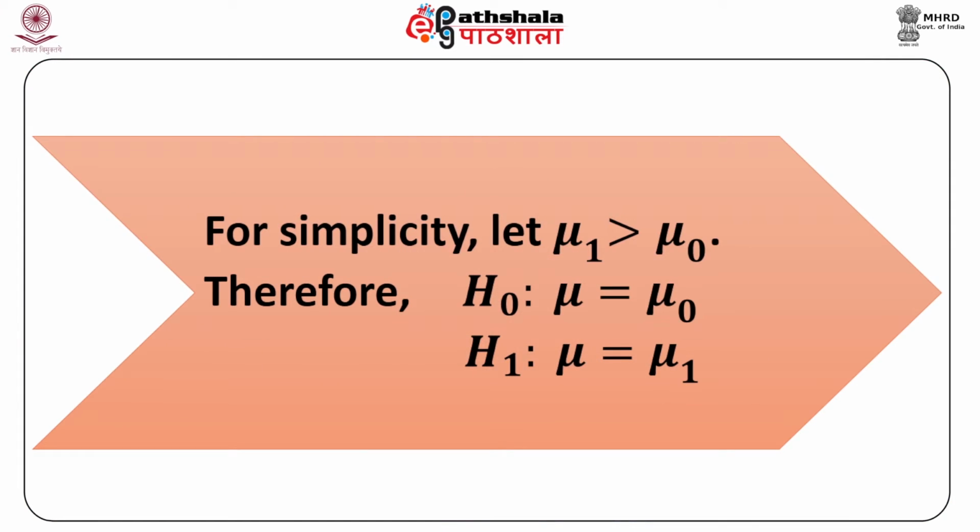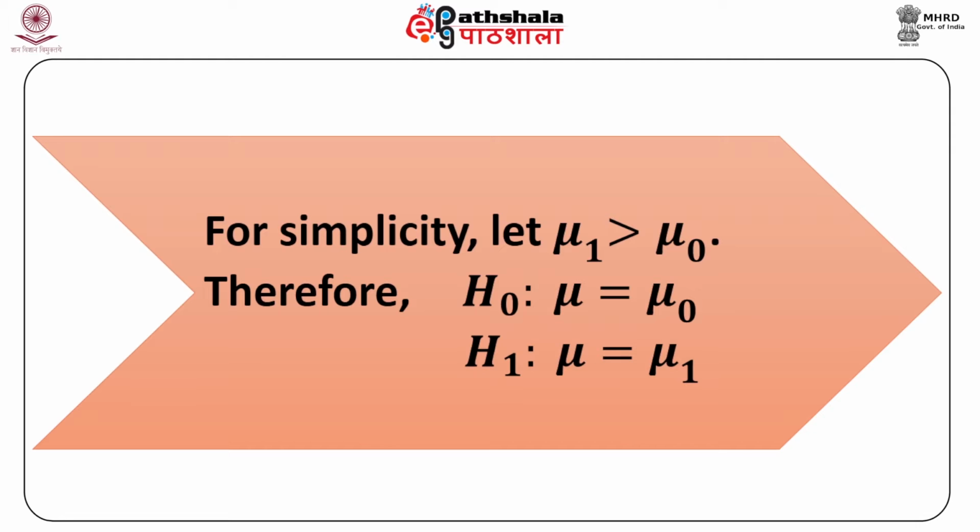One way of reducing the risk in a two-sided test is to perform the test at 1% significance level as an alternative to 5%. The alternative hypothesis was set as mu not equal to mu 0, that is, it must be equal to some mu 1. For simplicity, let mu 1 be greater than mu 0. Therefore, null hypothesis now could be defined as mu equal to mu 0, and alternative hypothesis now could be defined as mu equal to mu 1.